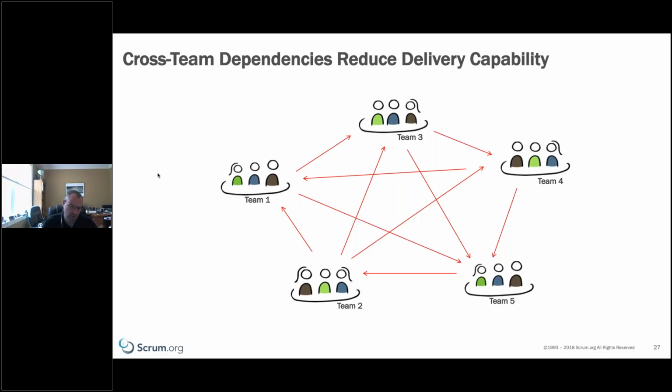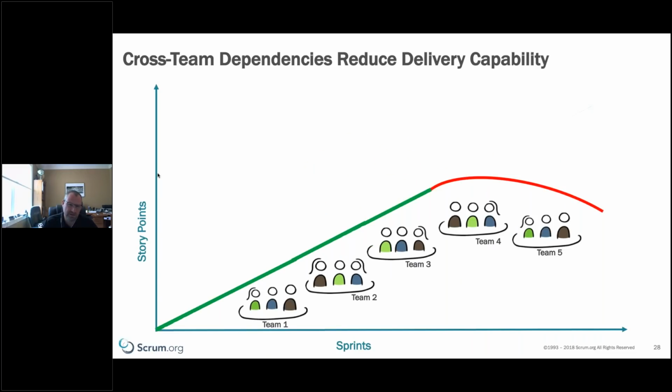So we need to come up with and follow ways and master ways of dealing with those dependencies and reducing those dependencies the best we can. This enables the teams to be more productive. This is what we start to see: those cross-team dependencies reduce delivery capability. The more teams we add, the more dependencies we often get. So we'll see things like in this example where team 1 is productive, team 2 productive, team 3 productive. All of a sudden we add our fourth team, and we start losing productivity. We're not as productive, and we start a bit of a downward slope instead of continuing higher.